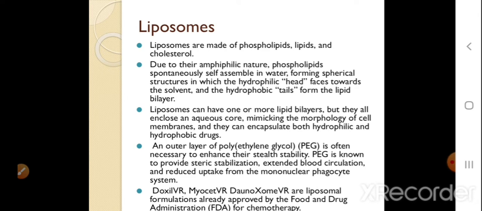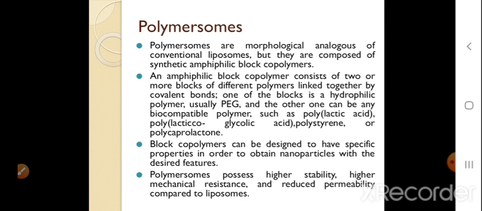system. We have FDA approved formulations made up of liposomes already for chemotherapy. Doxil, Myocet, and DaunoXome are some of the liposomal formulations which have been approved by the FDA for chemotherapy of cancer. The next class of organic nanoparticles is polymersomes.